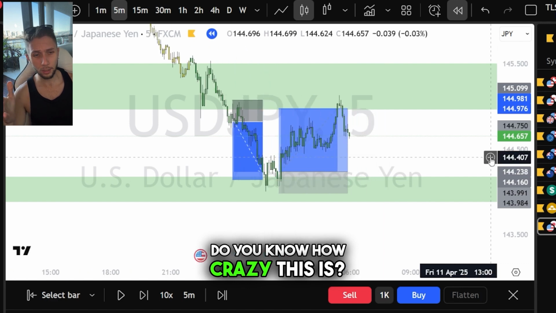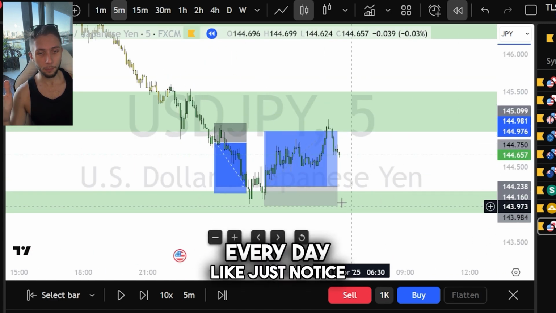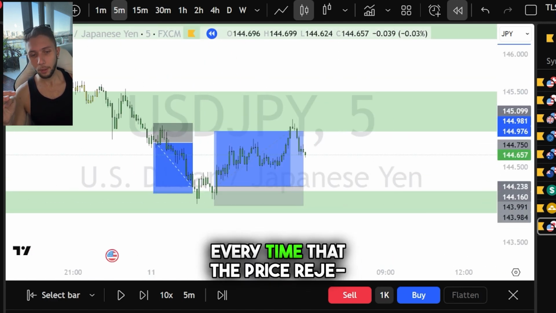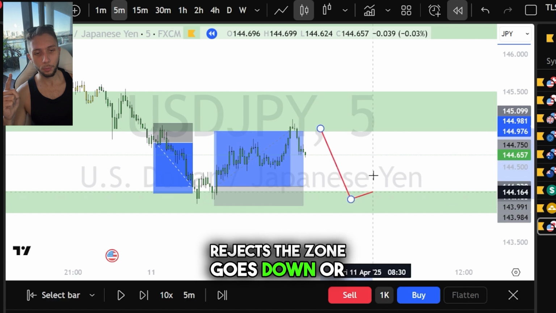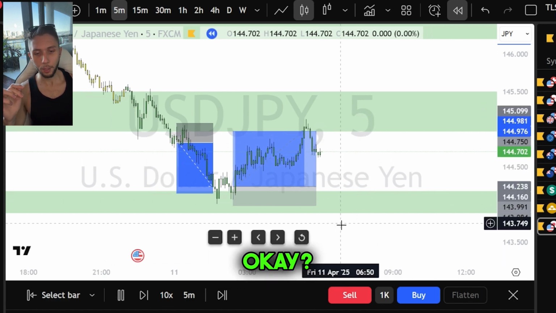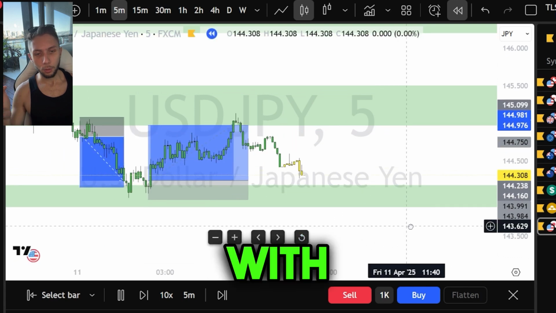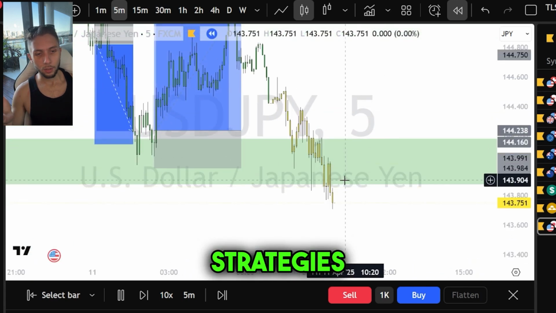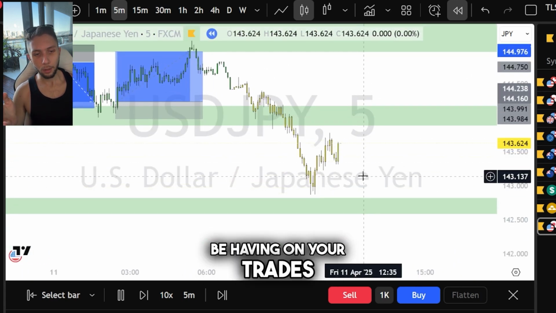Do you know how crazy this is? Just look how this repeats every day. Just notice every time that the price rejects the zone, goes down or up, it's a trade that you could have made, okay? So if you're stuck with ICT, complicated strategies, this is how much clarity you should be having on your trades.